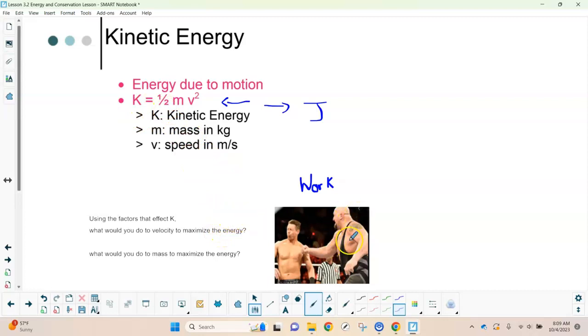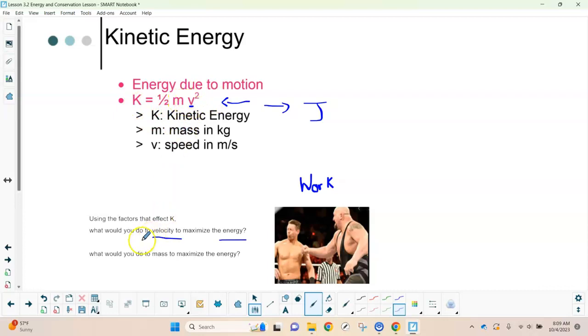So if we were taking kinetic energy and we wanted to maximize the amount of kinetic energy that we had, so this person's going to punch this person here, and we want to maximize our kinetic energy. So again, the kinetic energy that the person has in their fist is going to do work on this person's face and make it change or move. What would you do to the velocity to maximize the energy? That's the first question. So what would you do to this v? And again, this is about whether it's directly related or indirectly related. So velocity has a direct relationship. It's actually velocity squared, so it's a squared relationship.